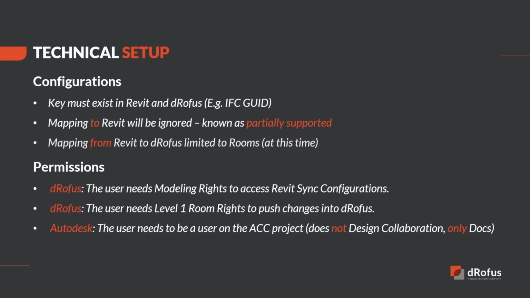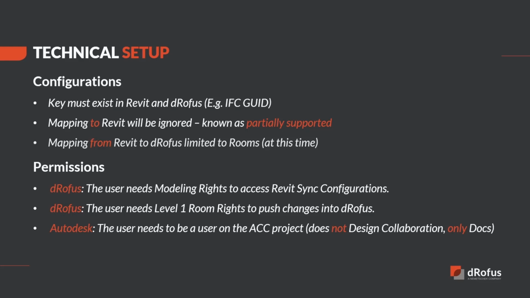The permissions that are necessary is that the dRofus user needs to have modeling rights, and if they are needing to change the Revit configuration, they will need to have BIM admin rights within Revit. The other aspect that the dRofus user needs is full room permissions. You might know this as level 1 room rights. Those two permissions are required within dRofus. Model rights being full and room rights being full. And if the user needs to delete, they still need to have dRofus admin level permissions.